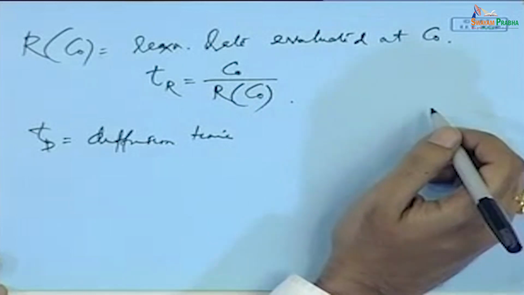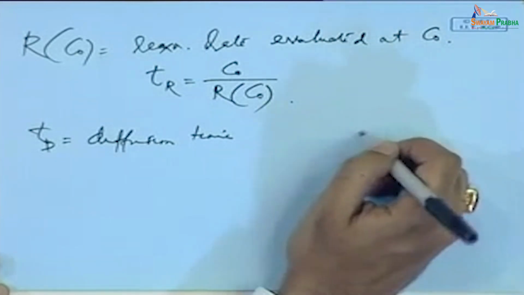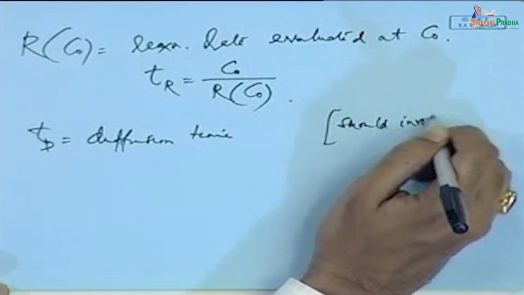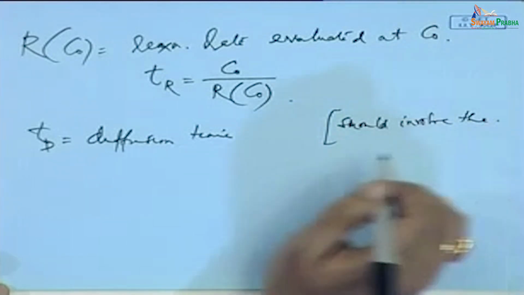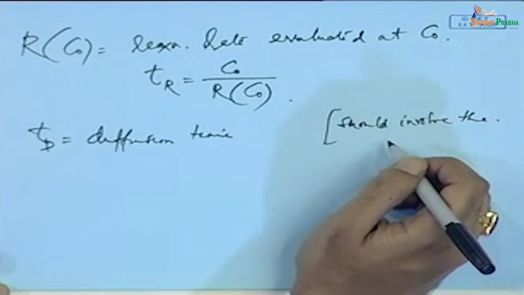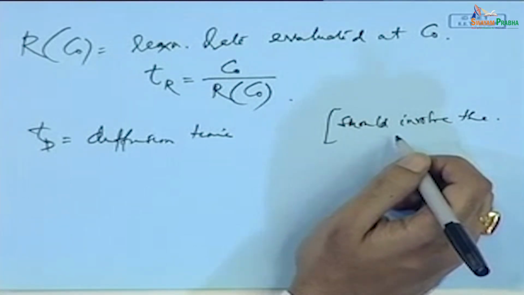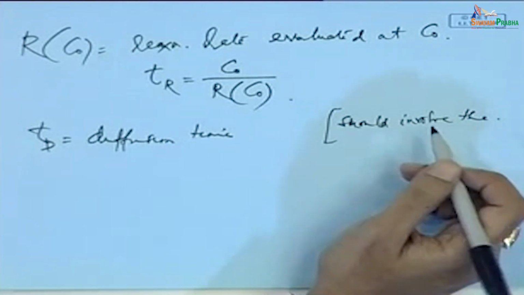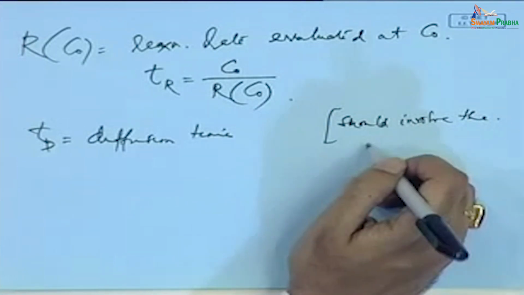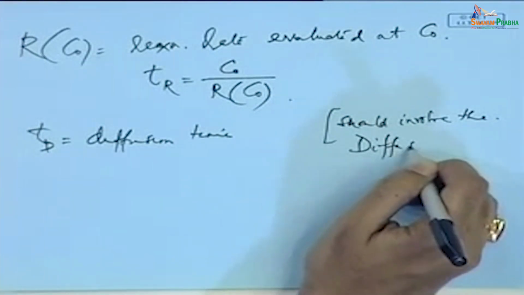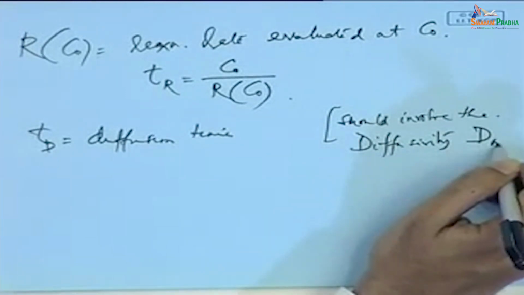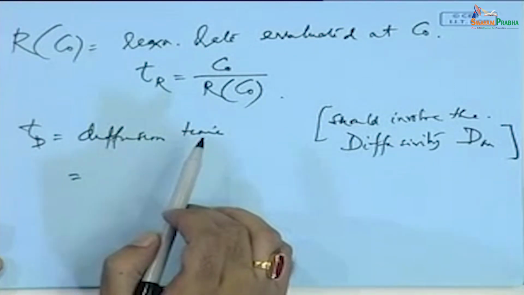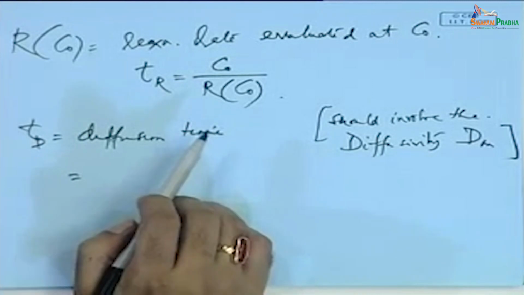So, just as reaction time involves the reaction rate, diffusion time should involve the diffusion we are talking of. So, it's specifically diffusion. Mass transfer could have convection effects and so on, but let us take the simple case of just diffusion. Should involve the diffusivity. Okay, dm, let us say molecular diffusivity. Okay. So, do you have any idea what, any of you, what the diffusion time is?